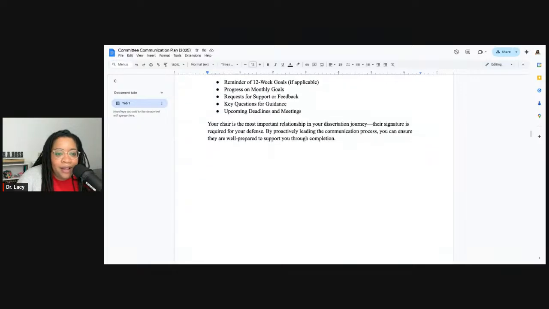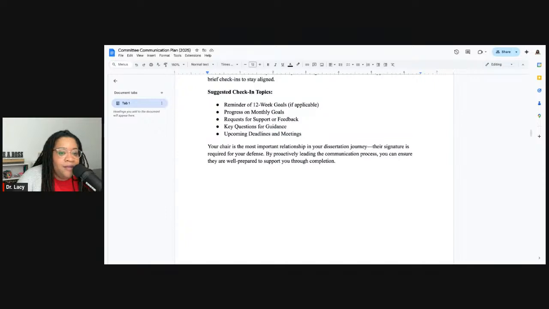I put a little list here. You can remind them of your 12-week goals. You can remind them of your one thing progress. You can ask for any support or feedback. You can ask them for questions, deadlines. You can remind them, like, hey, you said you were going to do this letter of recommendation for me. Because again, they're humans and they have a lot going on and they may need a lot of follow-up.